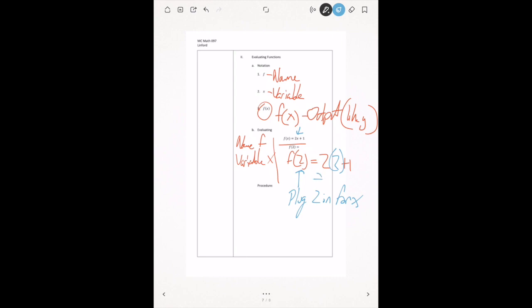And we get, let's see, 2 times 2 is 4. 4 plus 1 is 5. So we get the coordinate point (2, 5). When x is 2, f of x, or we'll say y, is 5. This tells us a coordinate point. We can make a graph from this.